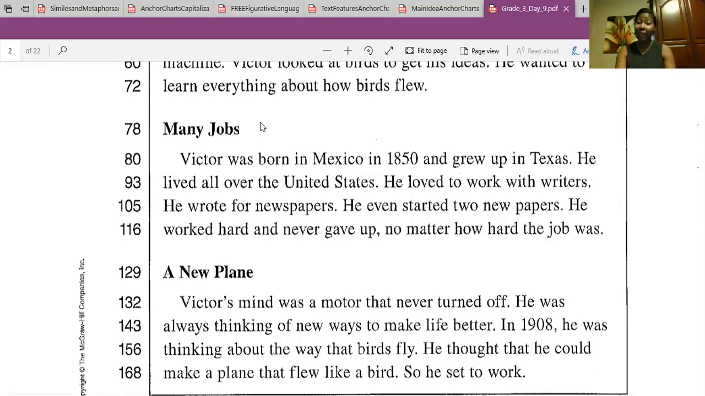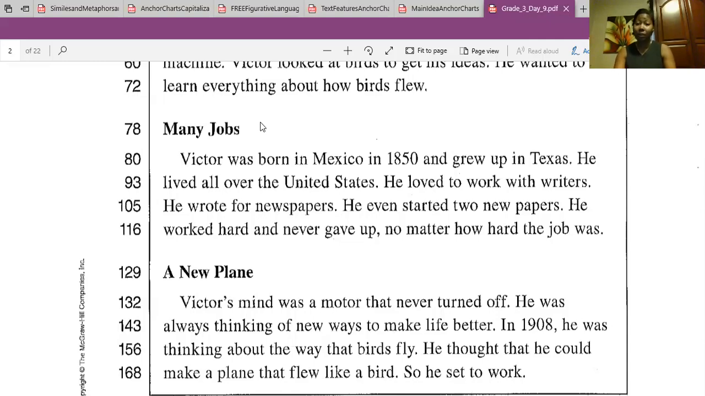Victor was born in Mexico in 1850 and grew up in Texas. He lived all over the United States. He loved to work with writers. He wrote for newspapers. He even started 2 new papers. He worked hard and never gave up, no matter how hard the job was.